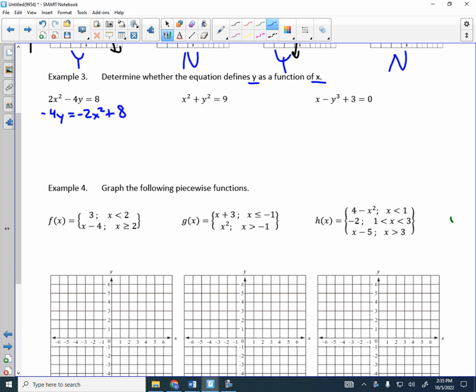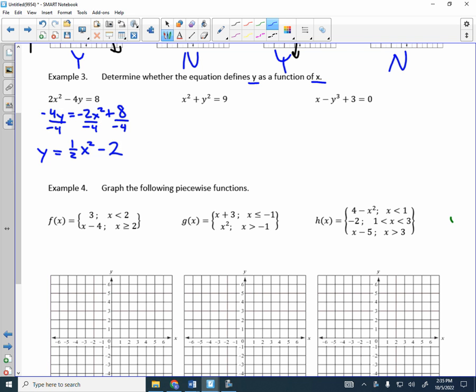Okay, here we go. How do we determine? We solve for y. And in this situation, as I solve for y, I subtract the 2x squared, and then I divide by -4. And I get y is equal to 1/2 x squared minus 2. Is everybody okay with that?